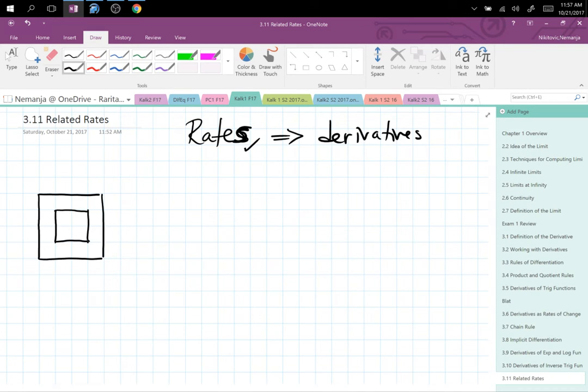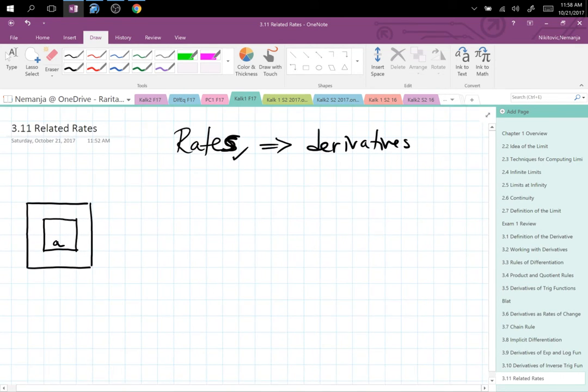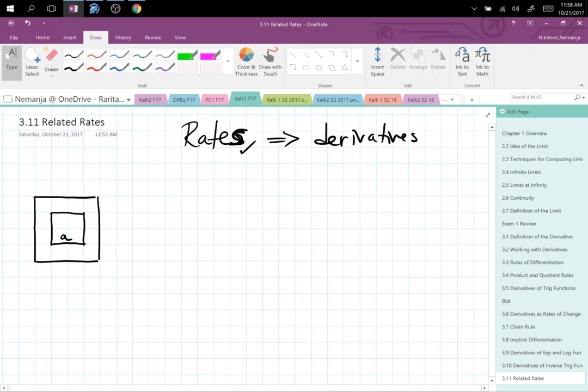So now we have a rate of change of the length of the side. We have rate of change of perimeter. We have rate of change of area. If the old square had the side of length A, then the area was A squared and the perimeter was 4A.